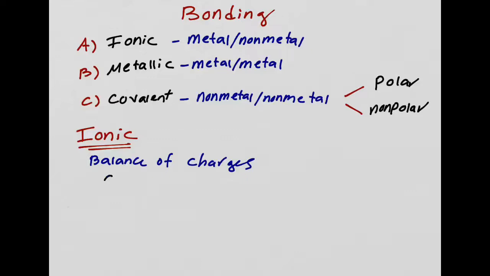Okay. Now, let me give you an example. Let's say you have cesium and you have fluorine. Now I want you to look at a periodic table. We talked about this last time. How many valence electrons does cesium have? Cesium has one valence electron. I'm just going to put a dot for a valence electron. Now look at the periodic table and look at fluorine. How many valence electrons does it have?